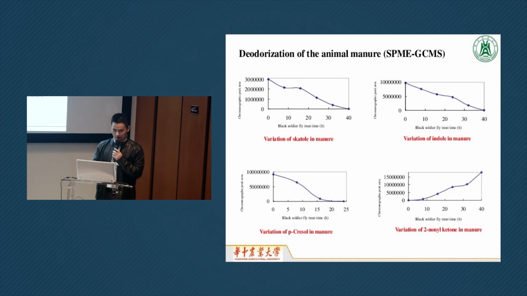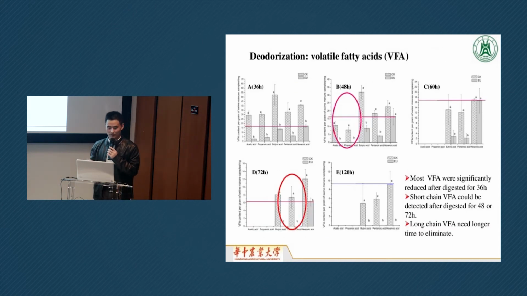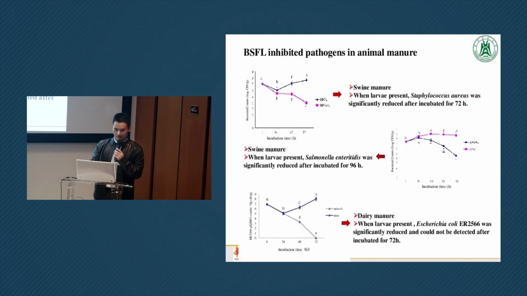Here is the data with animal manures. Some typical offensive odors have been dramatically reduced after hours, like 40 or 25 hours. Also, people usually think of skatole, but volatile fatty acids are also very offensive to humans. So the volatile fatty acids can also be reduced dramatically after the conversion process. Here is some evidence for inhibition of pathogens in animal manure, about E. coli, Staphylococcus, and Salmonella. Now we are running another experiment on some marker bacteria in the manure. We're going to use RT-PCR to test whether they are really doing something.